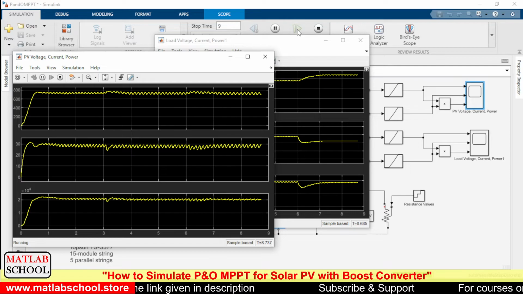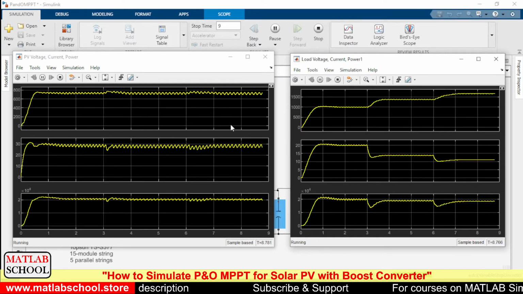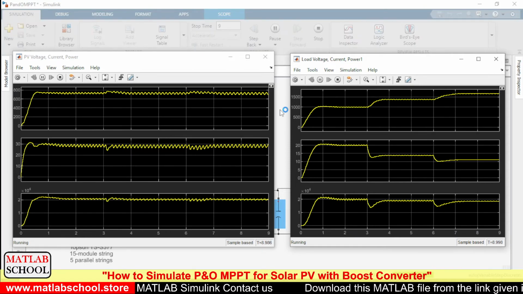This is the PV panel's output, and this is the load voltage, load current, and the power available at the load side. As you can see clearly here, the voltage and current change as we increase the load. As the load resistance increases, you can see the current decreasing, and that will be compensated by the increase in voltage.